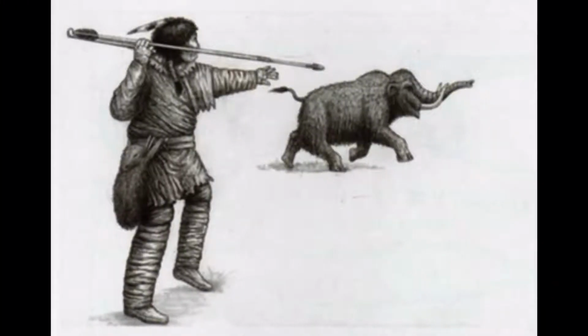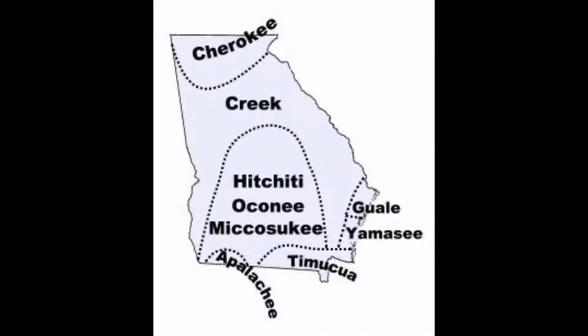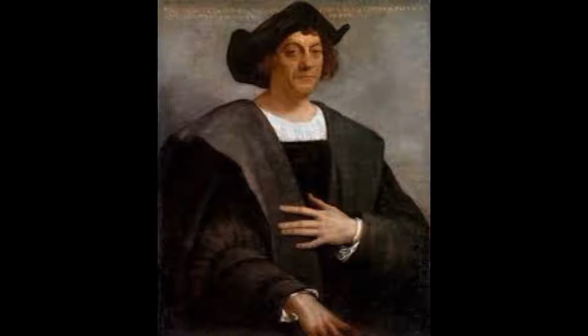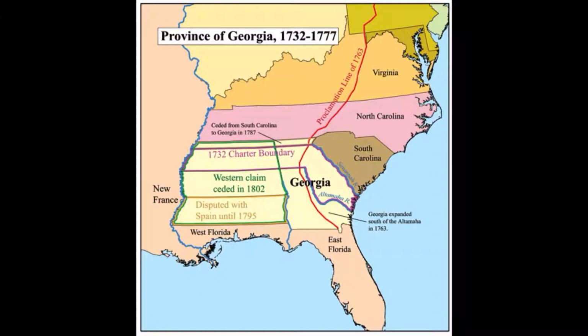But moving on, the Paleo Indians were the first Native Americans, and they went all across. Here's a picture of them from Georgia. But eventually the several tribes went their own way, and the most important in Georgia were the Cherokee and the Creek. Fast forward, Christopher Columbus lands in America, and colonization begins, and the province of Georgia is formed as a British colony.